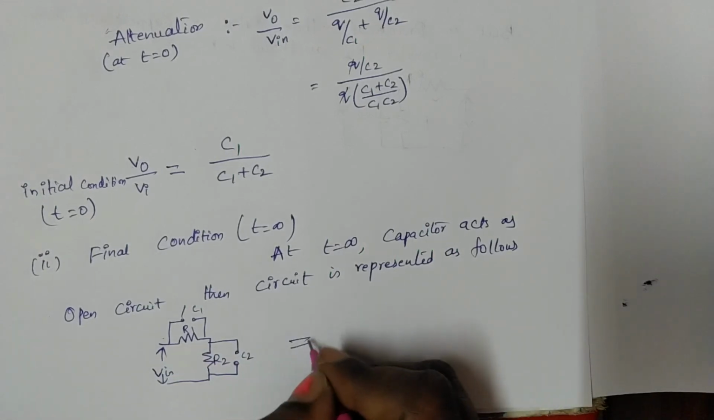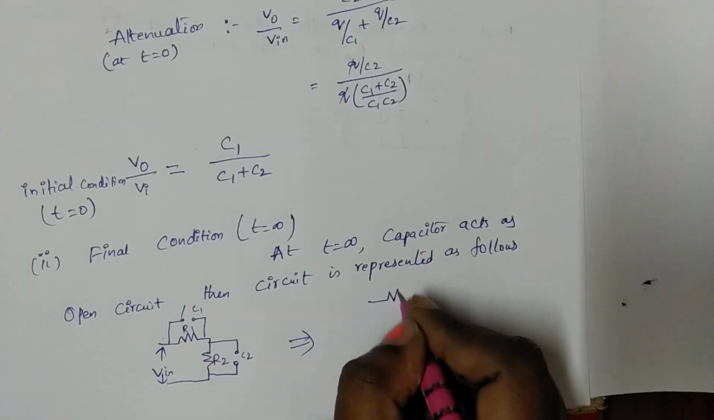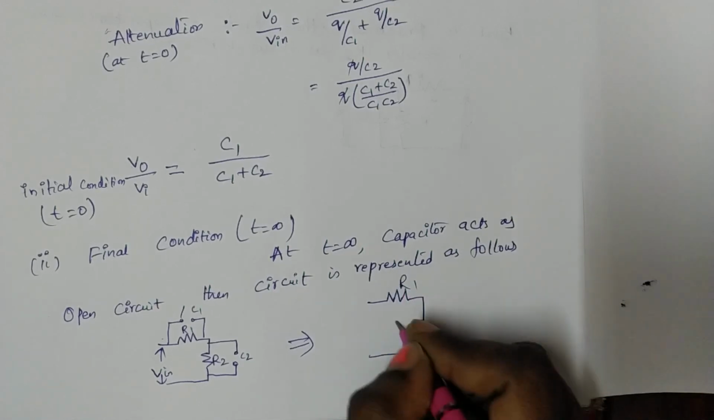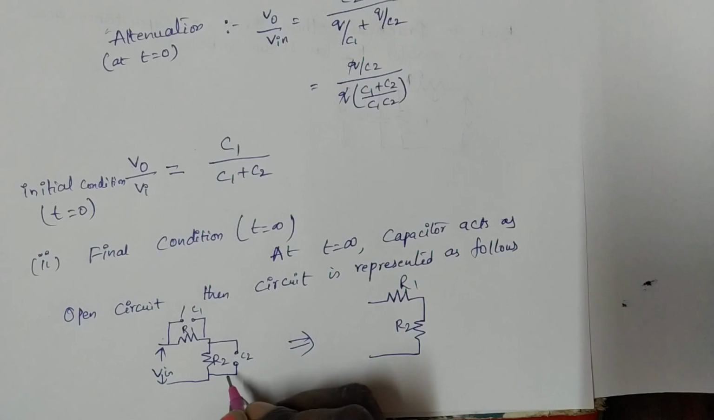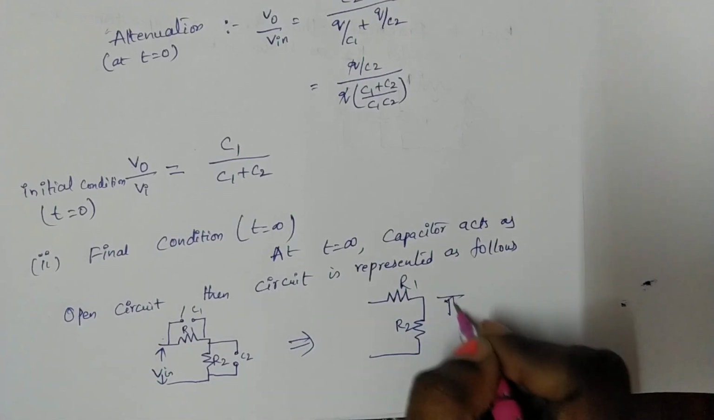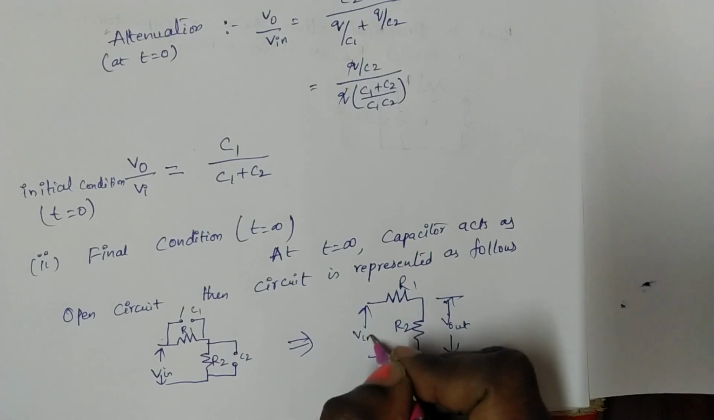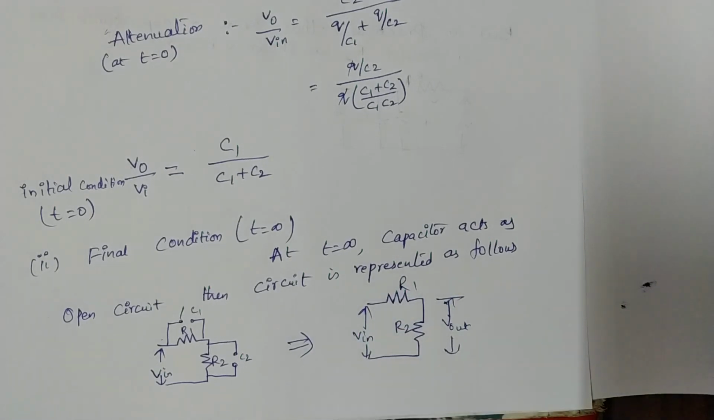Now what will happen? This is equivalent to a simple resistive network, R1 and R2, because C1 and C2 are open, there is no connection, and we are collecting the output across R2. Here it is V input. So we know the function here. What is the output? The output is R2 by R1 plus R2.